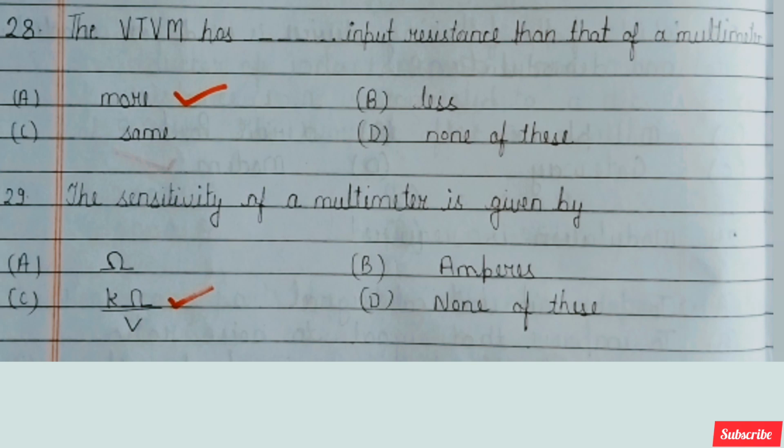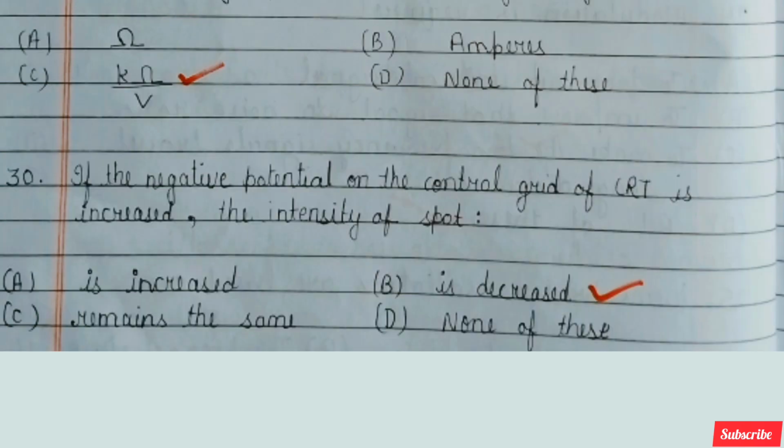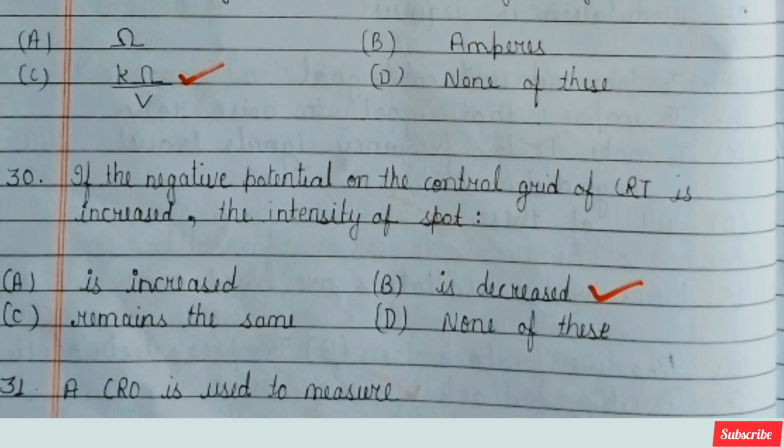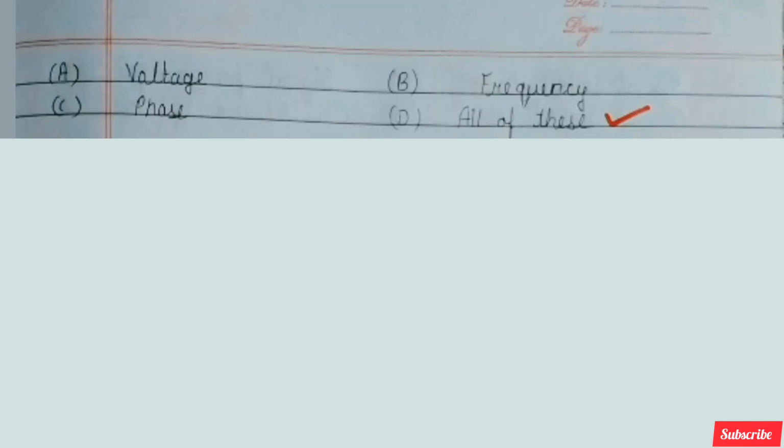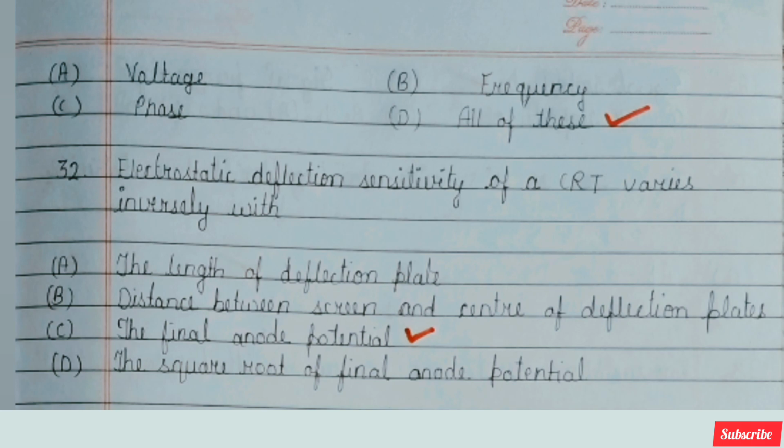Next question is, the sensitivity of a multimeter is given by? Option C is right. Next question is, if the negative potential on the control grid of CRT is increased, the intensity of spot is? Option B is right. A CRO is used to measure? Option D is right, all of these. Next question है, electrostatic deflection sensitivity of a CRT varies inversely with? Option C is right. The final anode potential.